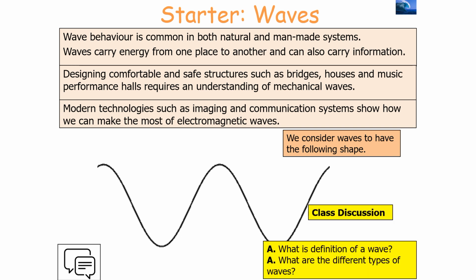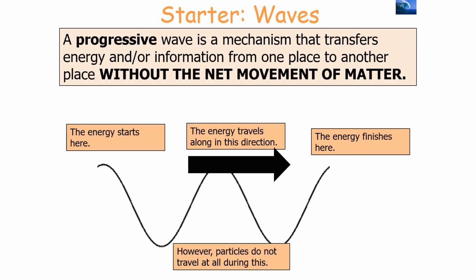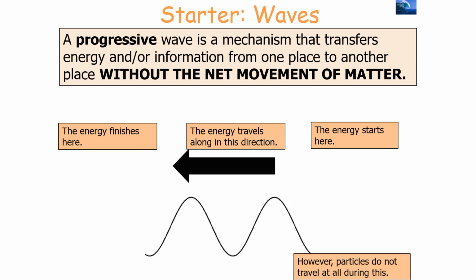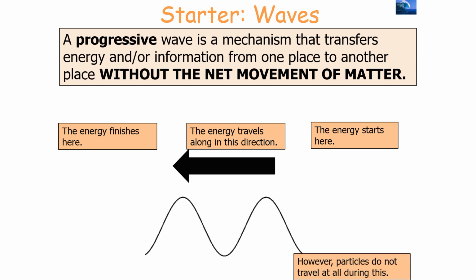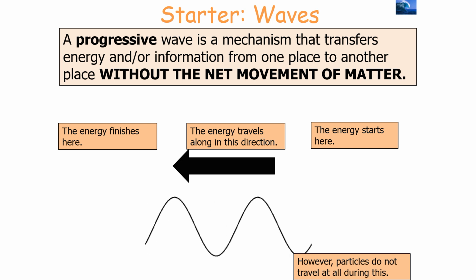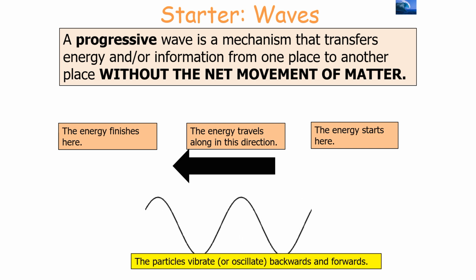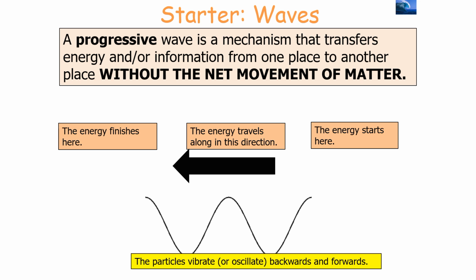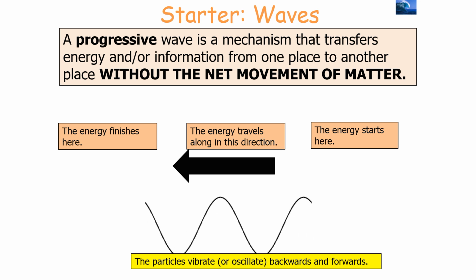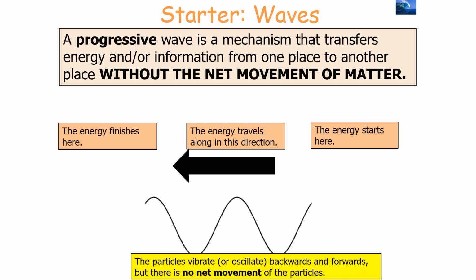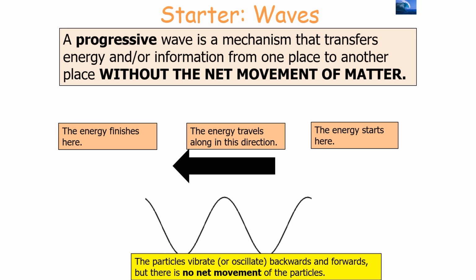But what is the definition of a wave and what are the different types of waves? So as mentioned before, a progressive wave is a mechanism that transfers energy and or information from one place to another without the net movement of matter. So you'll notice that in this situation energy is travelling in a particular direction, but the particles do not travel with them during this. Instead, the particles will oscillate or vibrate backwards and forwards, but throughout our wave motion there is no net movement of the particles.